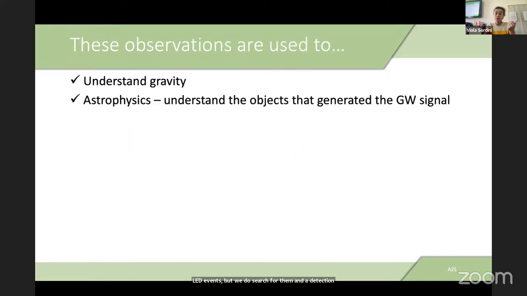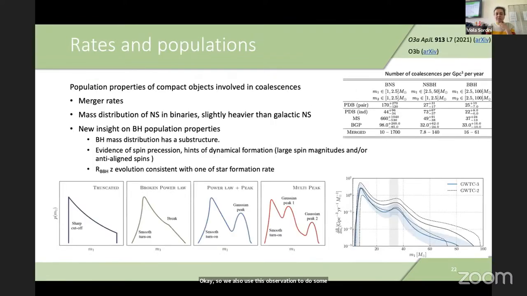Okay, so we also use these observations to do some astrophysics. In particular, we observe signals from astrophysical systems, so we can study the signals to better understand the population properties of these compact objects that are involved in our coalescences. Understanding the populations means, for example, measuring the merger rates. So this is what you see on the table.